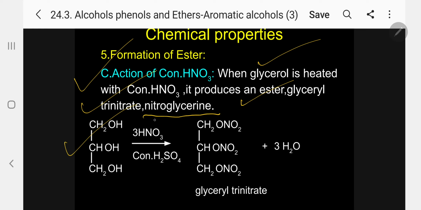Glycerol reacts with 3 moles of nitric acid and concentrated sulfuric acid. So all this is getting substituted, H by NO2. So glyceryl trinitrate, it is highly explosive, kindly follow.